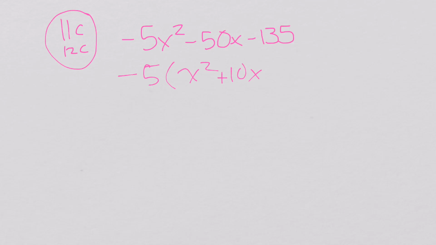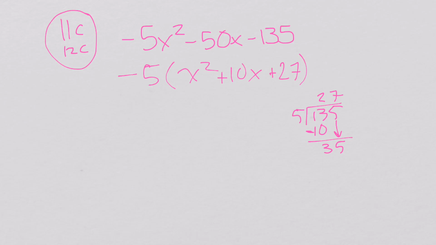And then we need to do negative 5 times what is negative 135. So we need to do a little division. So we want to divide 135 by 5. Does 5 go into 1? No. Does 5 go into 13? Yes. How many times? 2. 5 times 2 is 10. So subtract it. 13 minus 10 is 3. Drop the 5 down. 5 times what is 35? 5 times 7 is 35. So 135 divided by 5 is 27. So I have a plus 27 right there.